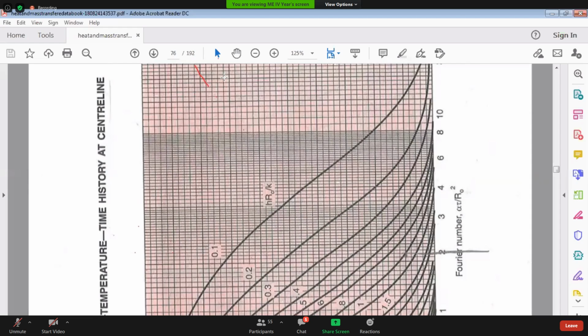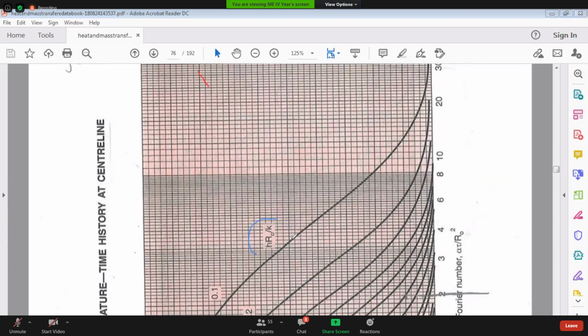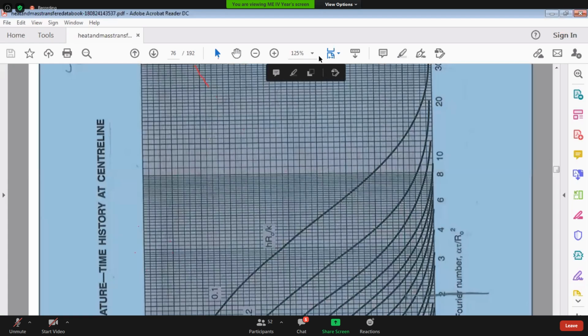See here, it's R naught by K, same. And here also alpha tau by R naught square you need to calculate, not LC square. I specifically stressed this in the last class. These were designed for those particular values. For calculating Biot number, it is HLC by K, not HR naught by K. With the HLC by K, you have to confirm for all three cases.